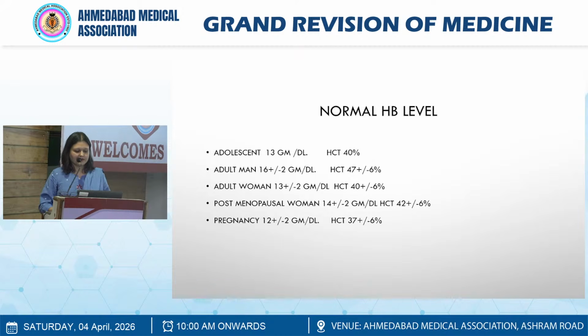Normal hemoglobin level, it is different for male and female, especially and also for specific situations like in pregnancy. In adolescent, it is 13 gram per deciliter. Adult man, 16 plus or minus 2 gram per deciliter. Adult woman, 13 plus or minus 2 gram per deciliter. Postmenopausal woman, 14 plus or minus 2 gram per deciliter. And in pregnancy, it is 12 plus or minus 2 gram per deciliter because of dilution.